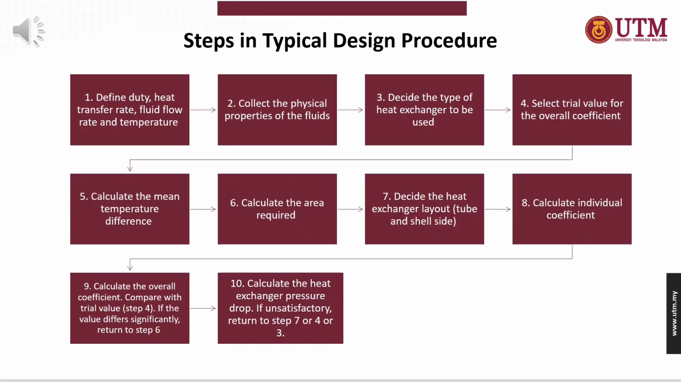The steps in a typical design procedure are: define duty, heat transfer rate, fluid flow rate, and temperature. Next, collect the physical properties of the fluids. Design the type of heat exchanger to be used. Select a trial value for the overall coefficient. Calculate the mean temperature difference. Calculate the area required. Decide the heat exchanger layout. Calculate individual coefficients. And calculate the overall coefficient.